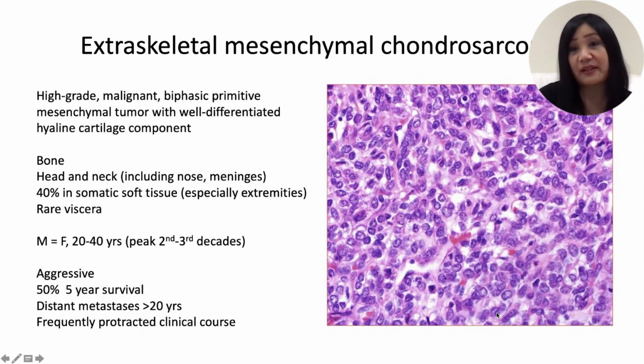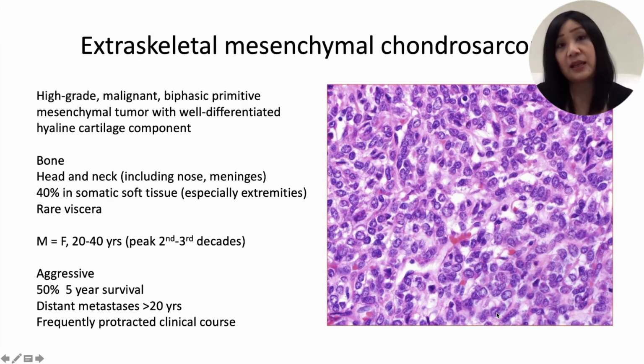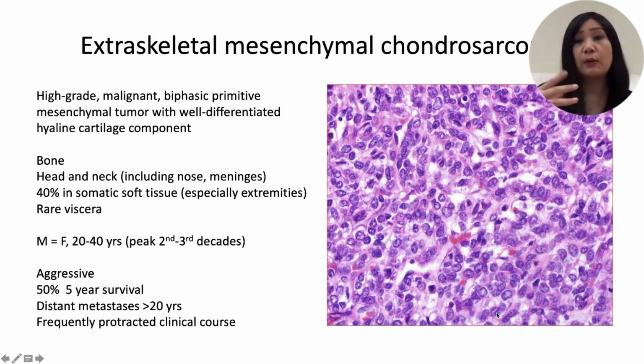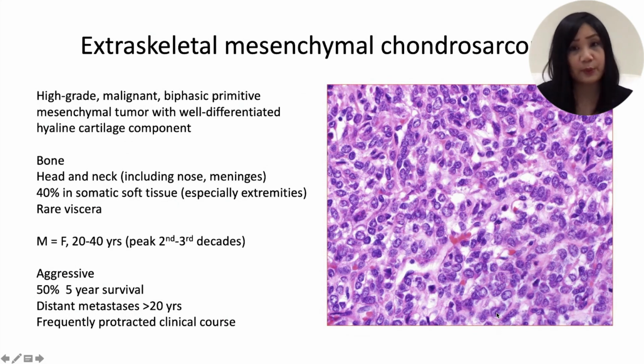Extraskeletal mesenchymal chondrosarcoma, again discussed by Cyril. This is a high-grade malignant biphasic primitive mesenchymal tumor with a well-differentiated hyaline cartilage component. Again, this is for us to have an index of suspicion for it when it occurs in soft tissue, particularly in core biopsies where we may not see the chondroid elements. So when we see a field like this, we think of small round cells, very much in a Ewing-like pattern, perhaps poorly differentiated synovial sarcoma, but we have to think of the clinical context.